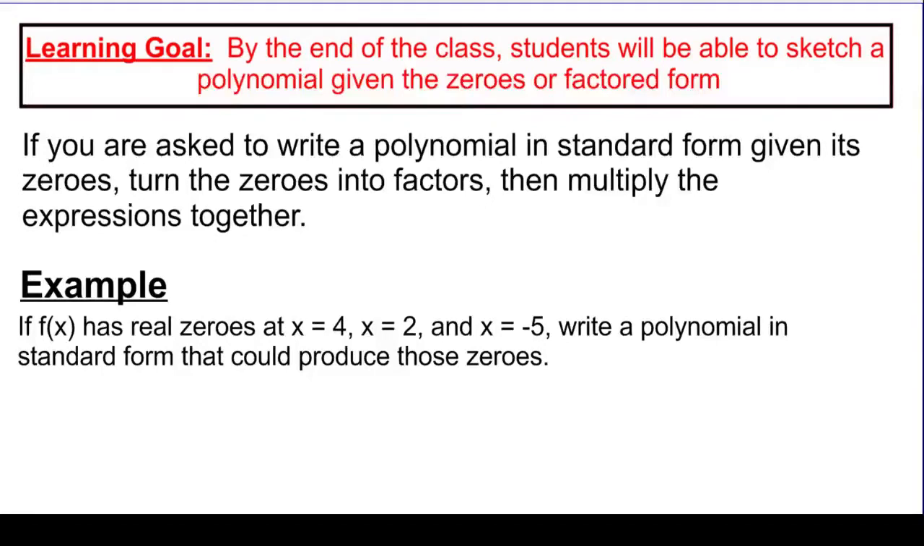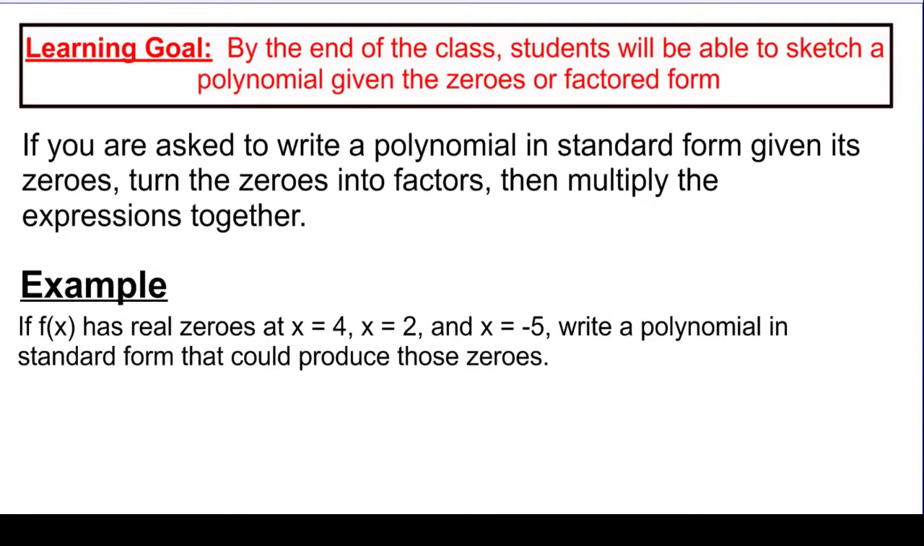Okay, so what we're trying to accomplish in this video is we're taking a look at how you could write the polynomial, or a possible polynomial, if you know the zeros of the function. So what I'm saying in this first statement here is if somebody gives you the zeros and says write the polynomial that could produce these zeros, what we're going to do is turn those zeros back into factors, and then we're going to multiply all the factors together, and that is a possible expression.